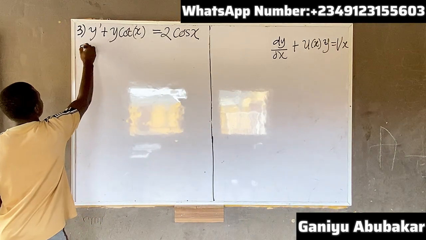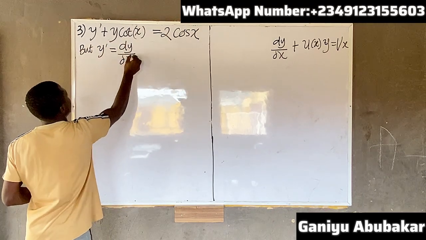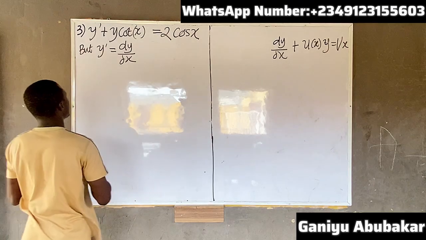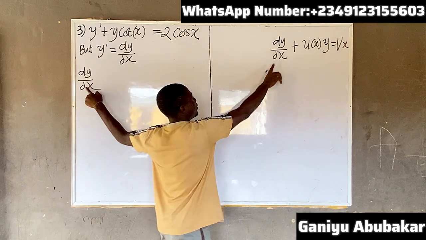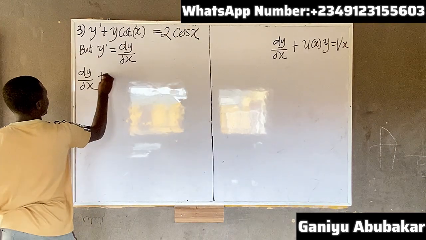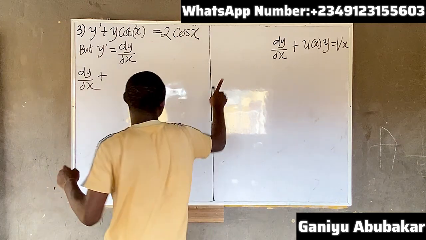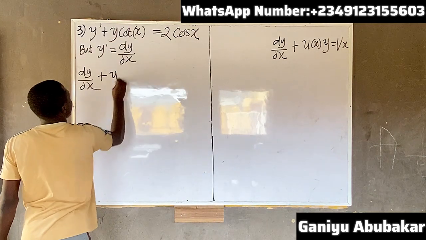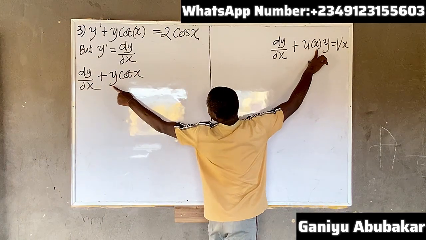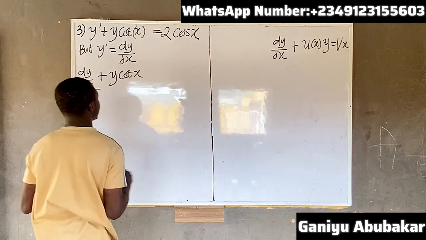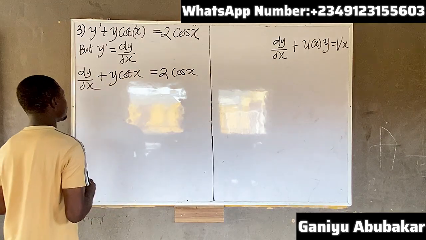So note that y prime is the same thing as dy over dx. Retransform this. This gives you y prime gives you dy over dx, that is this pattern with this pattern plus. It's not always plus, it can be negative, but in this case it's plus. So plus here gives you y cot x. Similarly, u of x in this case is cot x. So that's u of x, equal to 2 cos x, which is your v.